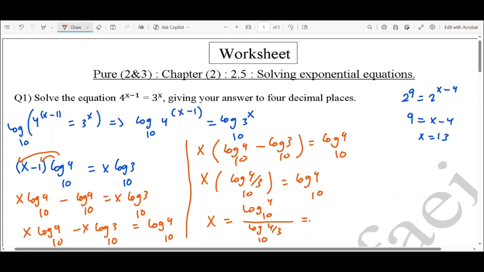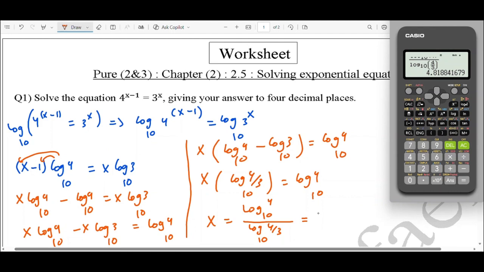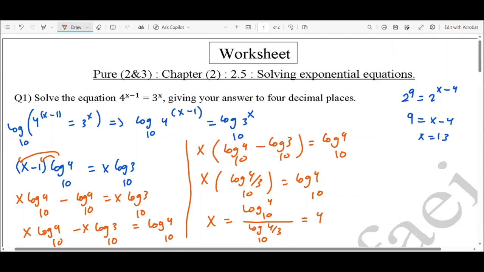I have to write my answer to 4 decimal places. It will be, rounded, 4.8188. Don't forget to do a check.